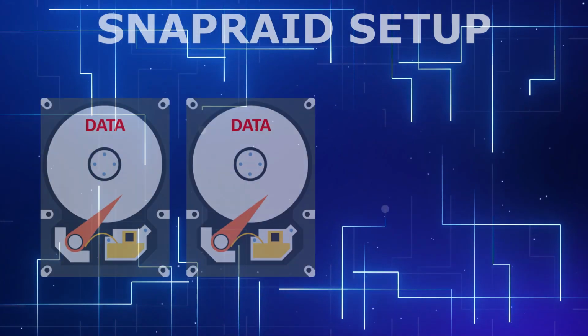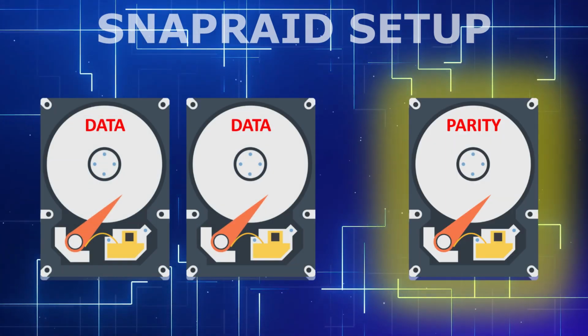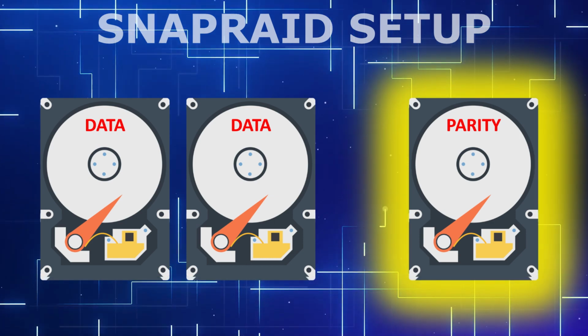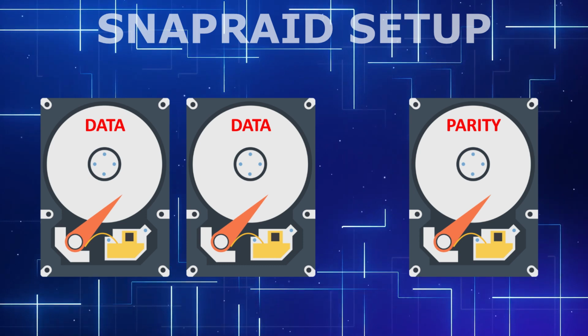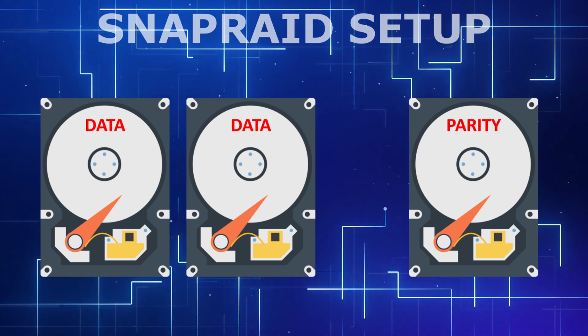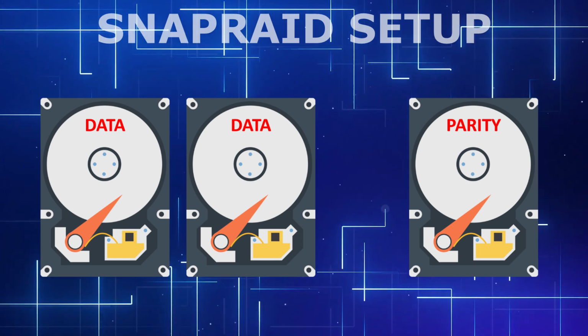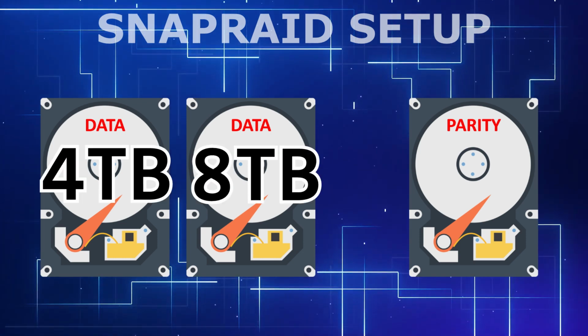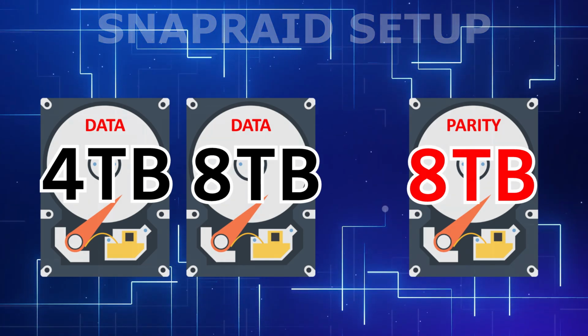But in addition to that, you need at least one separate hard drive or SSD to store the parity data on. And that drive needs to be at least as big as, if not bigger than, the largest capacity data drive that you have. So for example, if you have two data drives, a 4 terabyte and an 8 terabyte, you need at least a separate 8 terabyte drive to store parity data on.